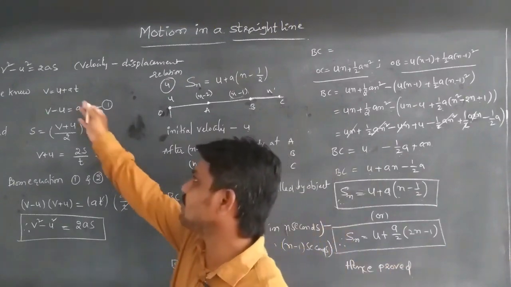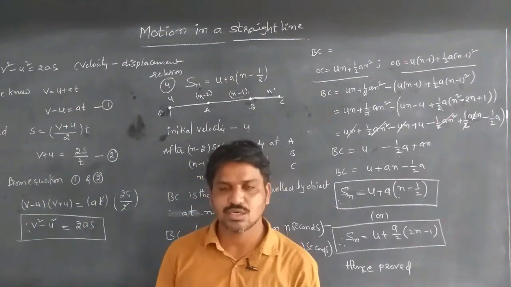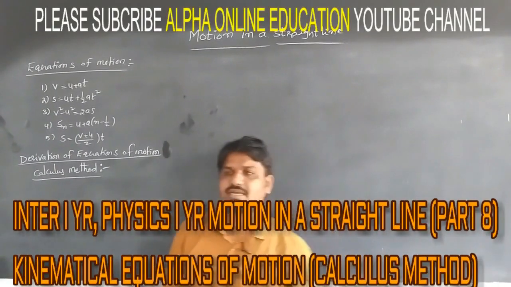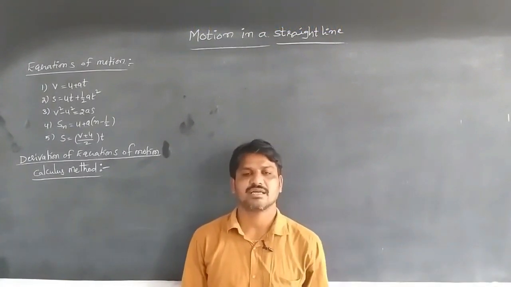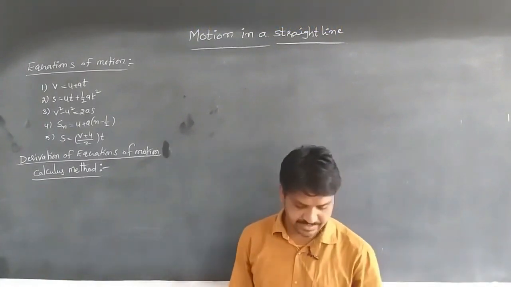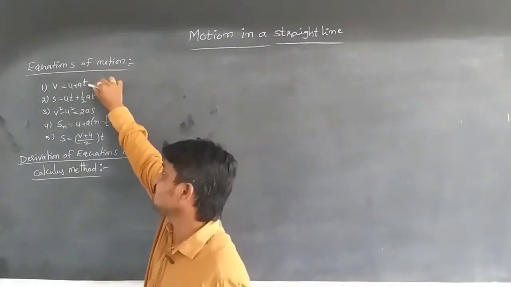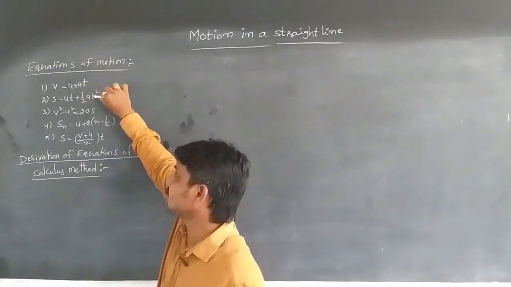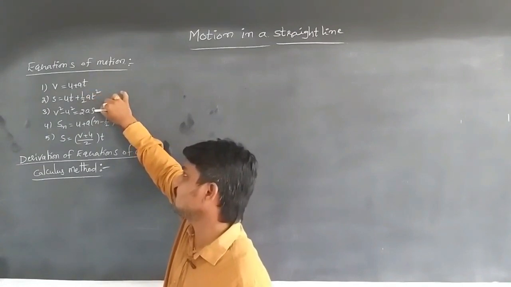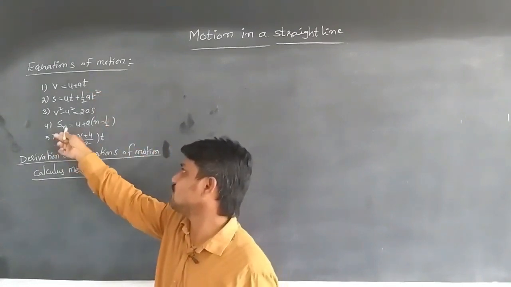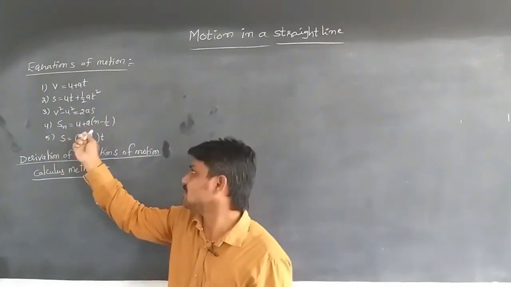This is also a relation between the displacement and velocity: v square minus u square is equal to 2as. In the earlier video we discussed the derivations of the kinematical equations of motion using the graphical method. Using the graph we derived the equations of motion: v is equal to u plus at, s is equal to ut plus half at square, v square minus u square is equal to 2as, S n is equal to u plus a of (2n minus 1) by 2, and s is equal to (v plus u) by 2 into t.